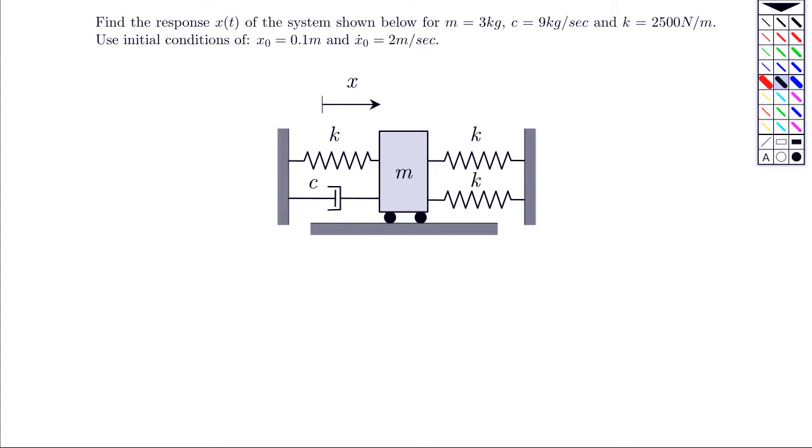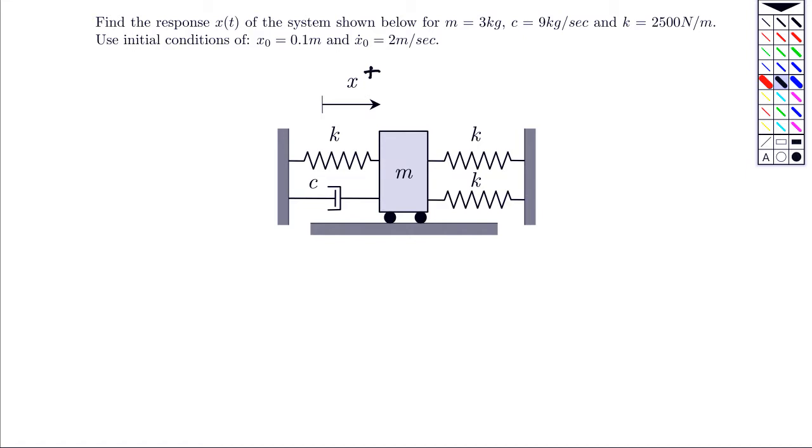In this example, we're asked to look at the free response of the single degree of freedom system that's shown. We've got a particle of mass m. We have three springs, each of stiffness k. Between that particle and ground, we have a dashpot of damping coefficient c. And we're describing the position of the particle in terms of the variable x, where x is measured positively to the right. We're given m, c, and k.